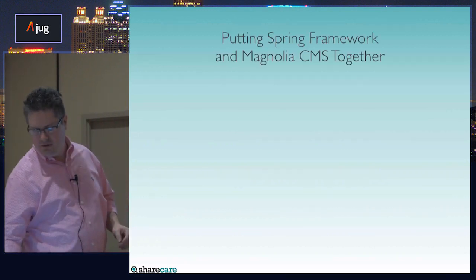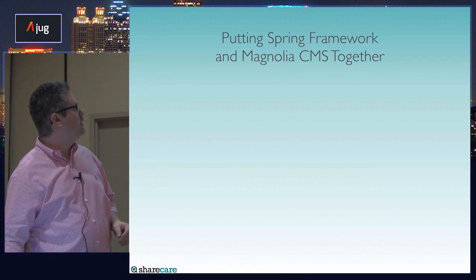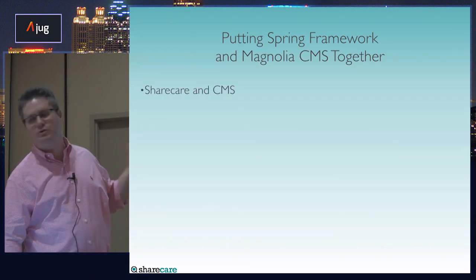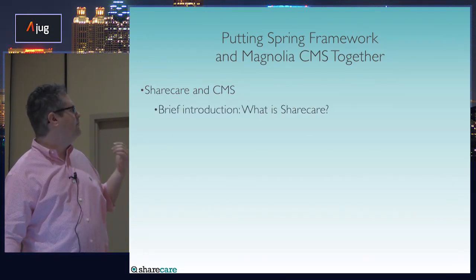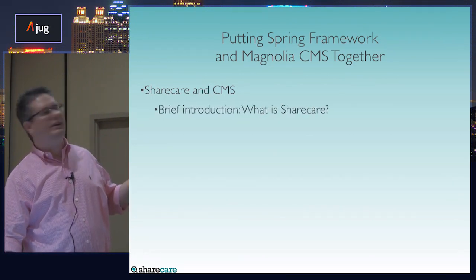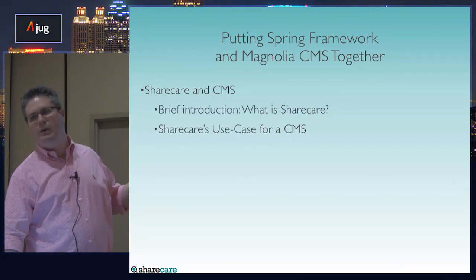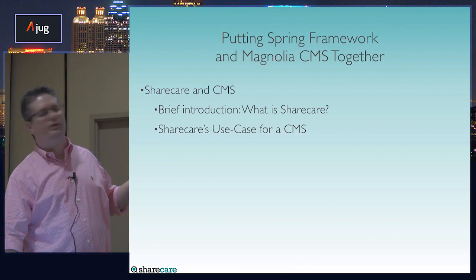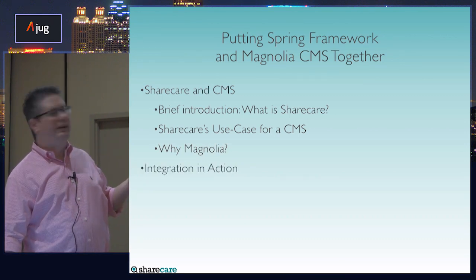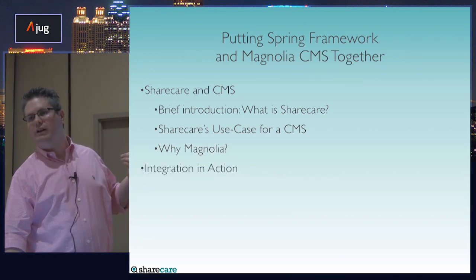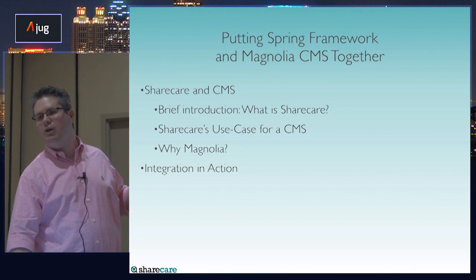So, a couple different steps that we'll be going through. First, we'll talk a bit about ShareCare and CMS in general. What ShareCare is, why we needed a CMS, what our use case was for that, why we chose Magnolia as that CMS, and then we'll get into actually showing the code working and show you how that's all put together.